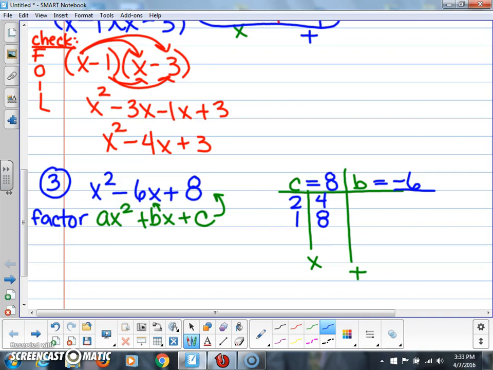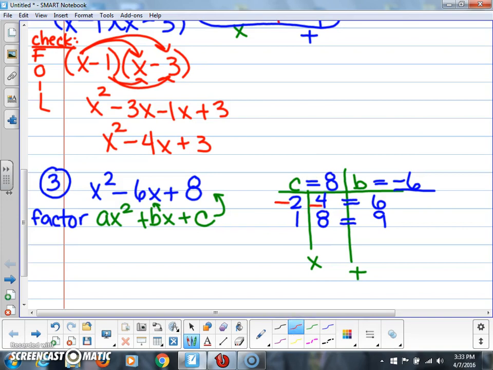Is that it? Okay, so let's add these together. If I add 2 plus 4, what do you get? 6, but I need a negative 6, so that can't be the right answer. If I add 1 plus 8, what do you get? 9. That's not the right answer. What can I do to my numbers, to my factors, so that I actually add up to negative 6? Negative 2 and negative 4. Yeah, let's make both of these negative.